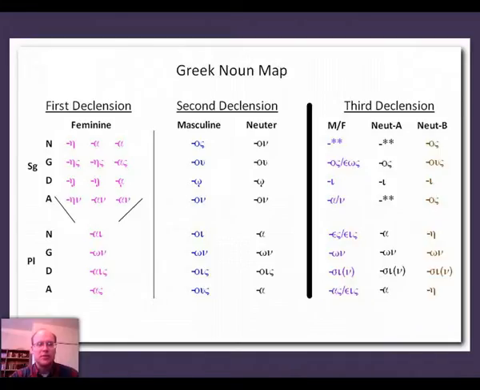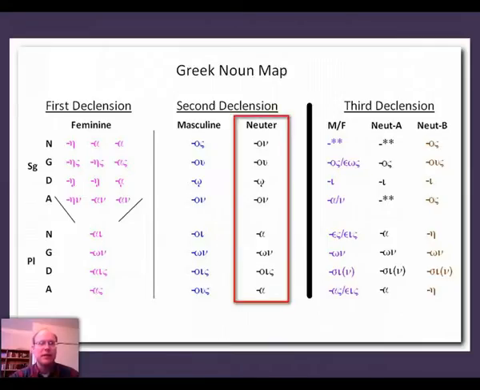As you can see, there's three declensions of Greek nouns. First declension, which is primarily feminine. Second declension, masculine and neuter. Last time we looked at the second declension masculine noun endings. And today we're looking at the second declension neuter noun endings. So that's where we are on the Greek noun map.